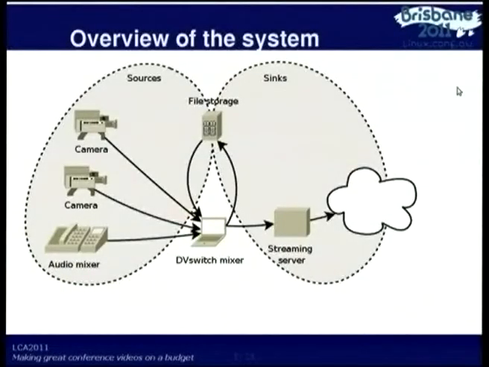So here's an overview of how the various software components fit together. You have sources: cameras, and a VGA grabber is pretty much the same as a camera for our software purposes. Audio mixer. Those all feed into DVswitch, which then outputs to sinks: file storage, streaming server, potentially any command you like, although I don't know what else you'd want to use. You can also use file storage as a source. You can have a sort of ident or logo as a holding screen for a stream while people are waiting for the talk to begin.